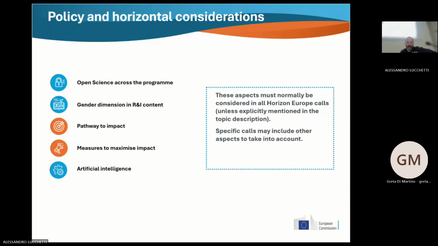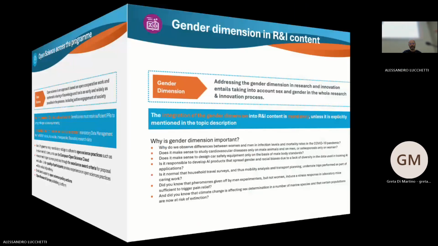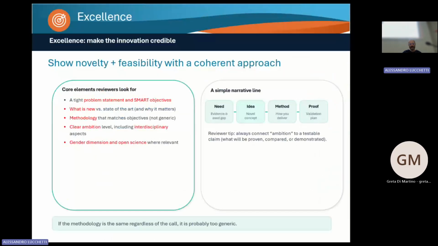Open science. When you write the proposal, you have to make a section where you clearly state that the results of your project will be open science. And you have to find a way to link your project to international databases, etc. The principle is FAIR: findable, accessible, interoperable, and reusable. Remember this word. Gender dimension, I said before.